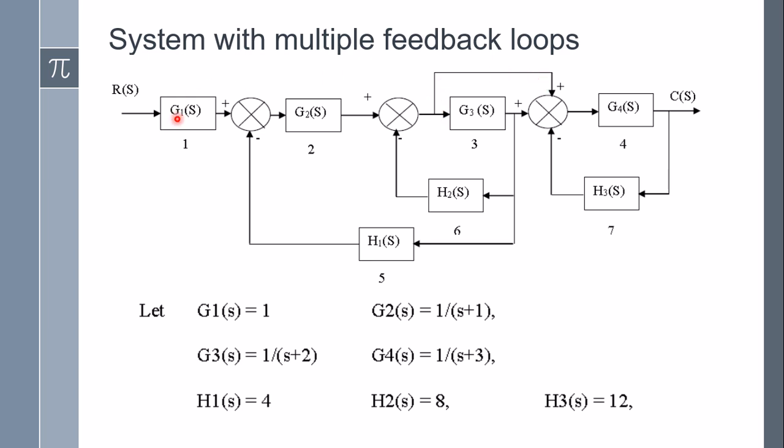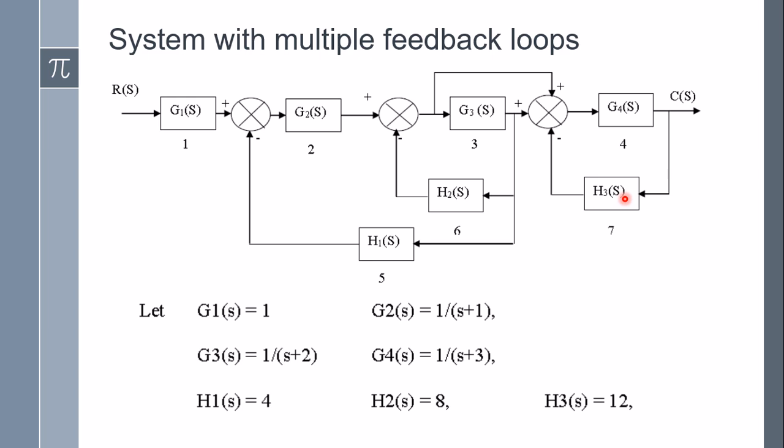So this is also another forward path available in the system. Altogether, this entire system has 7 blocks distributed in the forward path and also in the feedback path. So let us assume the system functions are given like this: G1 of s is 1, G2 of s is 1 by s plus 1, G3 of s is 1 by s plus 2, and G4 of s is 1 by s plus 3. H1 of s is 4, H2 of s is 8, and H3 of s is 12.